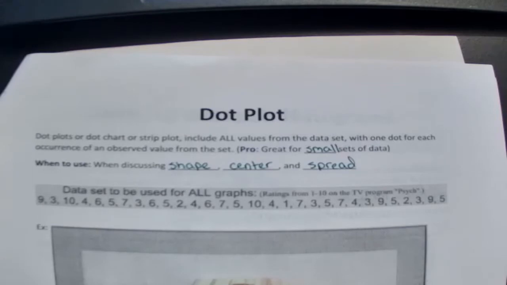Okay, so the next page is telling you about dot plots. Dot plots, or a dot chart or a strip plot, include all values from the data set, with one dot for each occurrence and observed value from the set. The pros for this, it's great for small sets of data. You should use it when discussing shape, center, or spread. And we'll be going over the different spreads later.